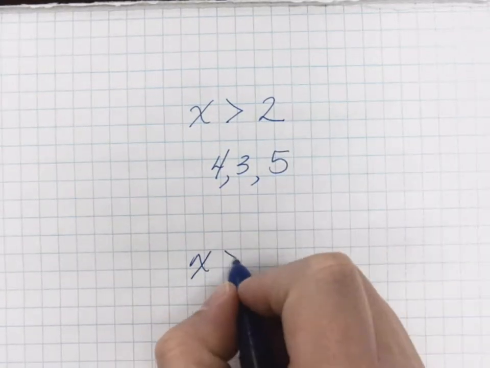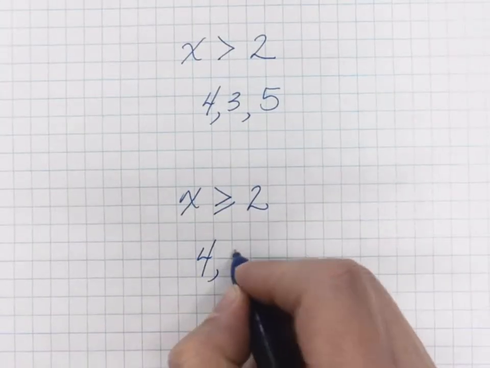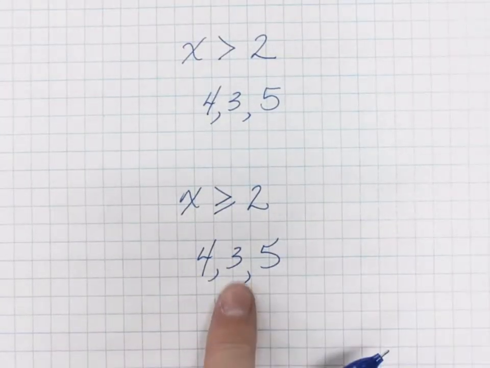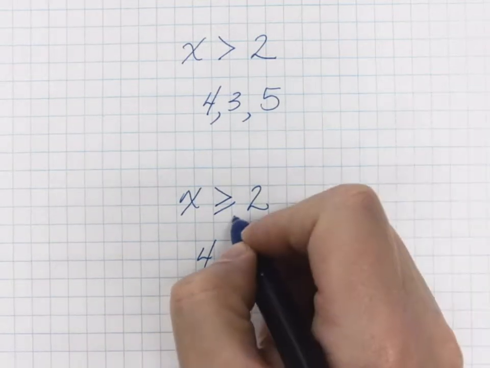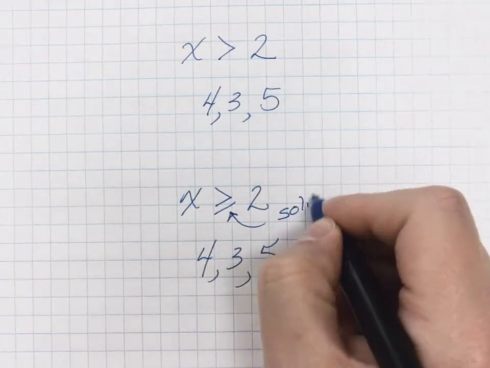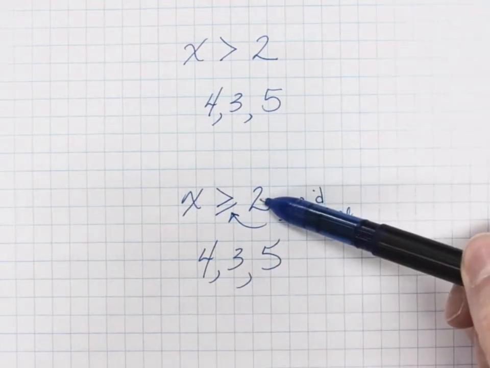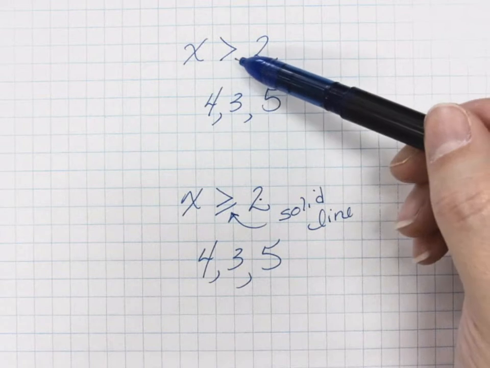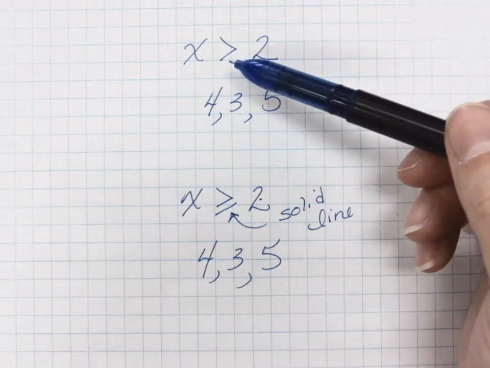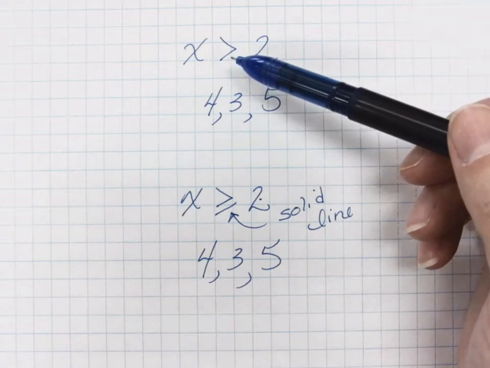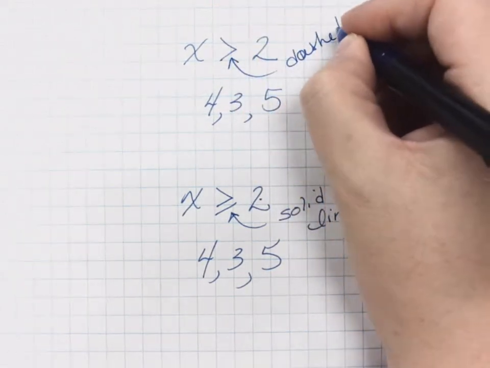But if I wrote X is greater than or equal to 2, all these answers still work, but what could I add to that one? Now 2 is included. So if you have the equal to sign, it's a solid line because it means that 2 is included. If you don't include 2, it's a dash line because you're saying, hey, 2 is my boundary, but it doesn't include 2. So if it doesn't have that equal to sign, you're going to have a dash line.